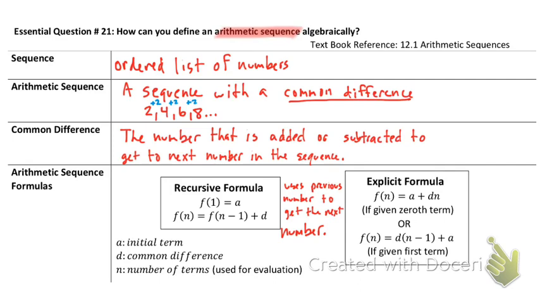Explicit, on the other hand, is kind of what the name stands for. Explicit means kind of just straightforward, in your face. What's great about the explicit formula is you do not have to know any number in your sequence. It will find any term or number in your sequence.